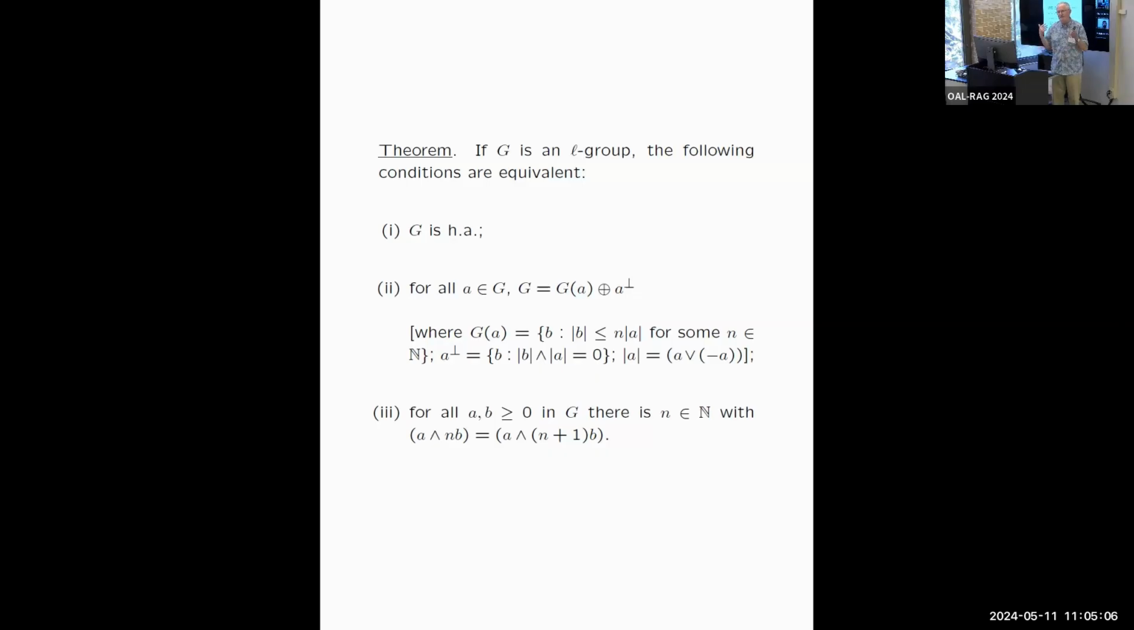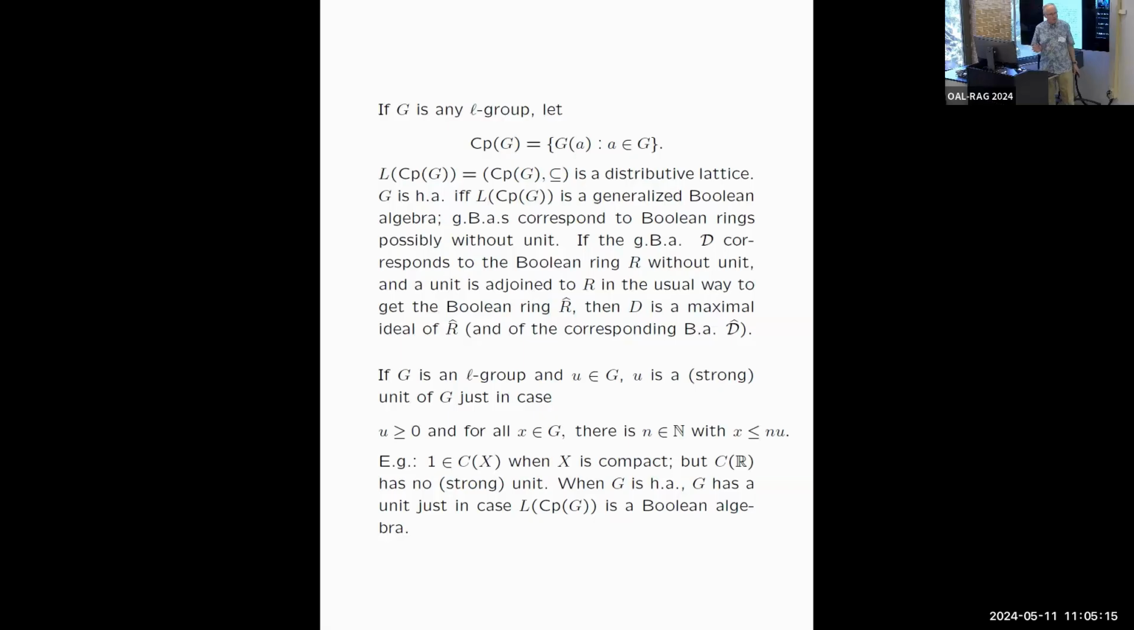Now, if we take any L-group, you can look at the set of all what are called principal convex sub-L-groups, all sub-L-groups of the form G of A. If you partially order that collection by inclusion, you always get a distributive lattice. However, it turns out another condition for being hyperarchimedean is that this distributive lattice is what's called a generalized Boolean algebra. That is, roughly speaking, a Boolean algebra perhaps without a top element. Another word for it is a relatively complemented distributive lattice. So you have a distributive lattice, and then for two elements, you have what in the Boolean interpretation would be the set-theoretic difference of the elements. There are axioms you can write down to axiomatize that. They also correspond to Boolean rings, but again, Boolean rings possibly without a multiplicative identity element.